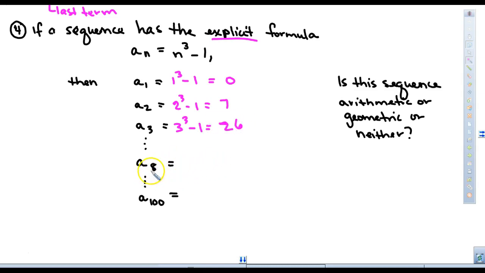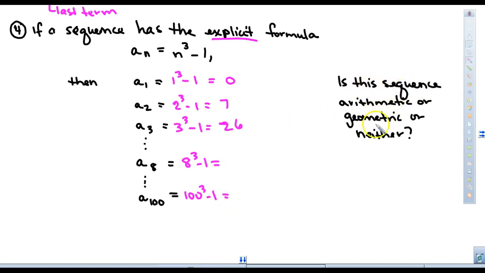Alright, so if I want to know the 8th one, I would just say 8 cubed minus 1 and figure out what that is. I'll let you do that. You probably have a calculator handy. I don't. If I want to know the 100th term, I would put 100 in the place of n. Okay? And then figure that one out.